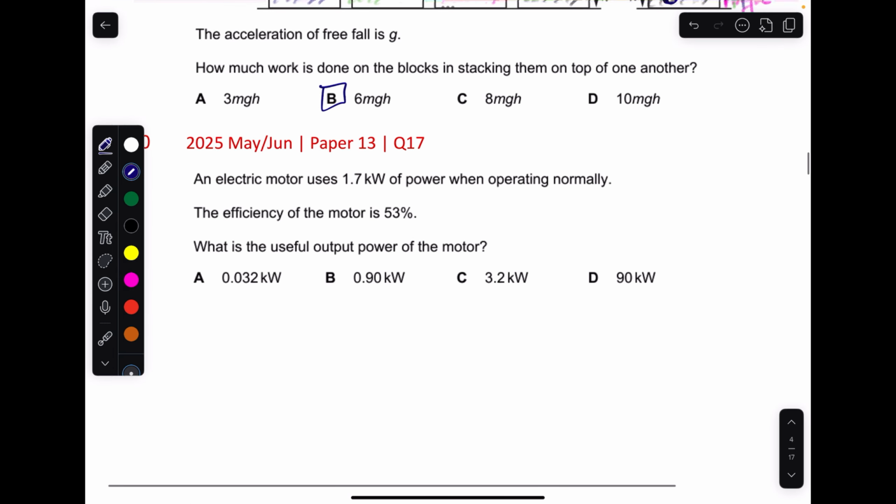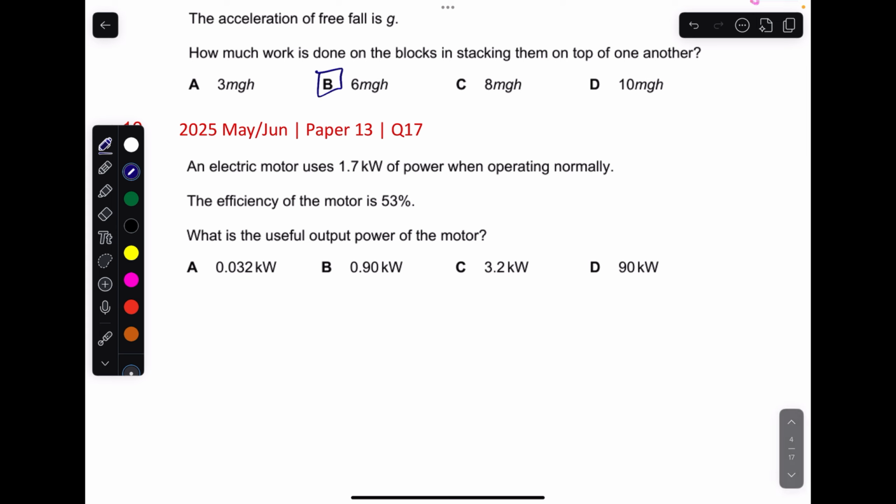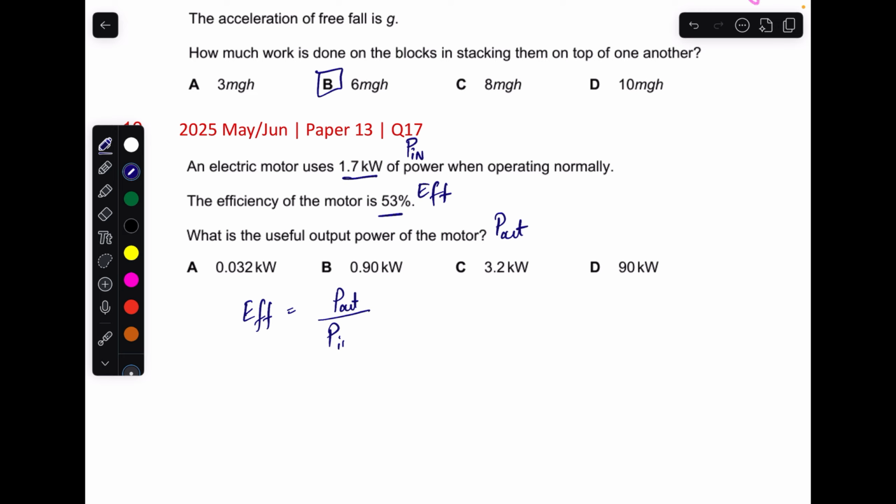The next question, an electric motor uses 1.7 kilowatt of power when operating normally. So this is power input that is given. The efficiency of the motor is this. What is the useful output power? Okay, you have to tell useful output. We know efficiency is P output, useful output divided by total input. So if you have to find P out, it is the efficiency multiplied by the P in.